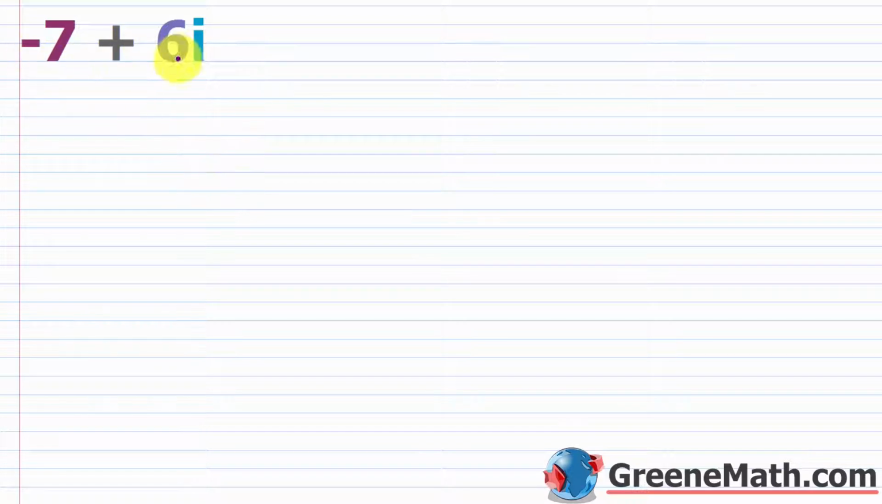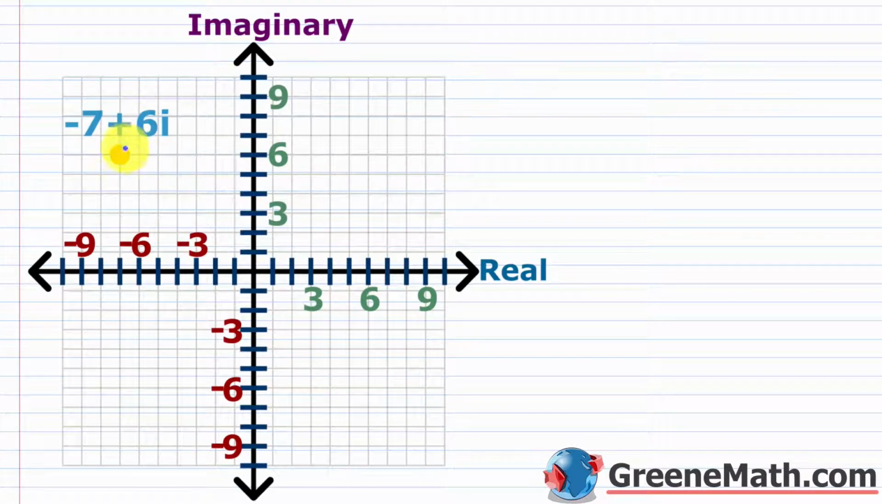This -7 plus 6i, again, the real part's -7, so I'm moving 7 units to the left. The imaginary part is 6, so I'm moving 6 units up. Okay, so 7 units to the left, 6 units up, which would put us exactly right here. Okay, so this would be your -7 plus 6i. 7 units to the left and 6 units up.